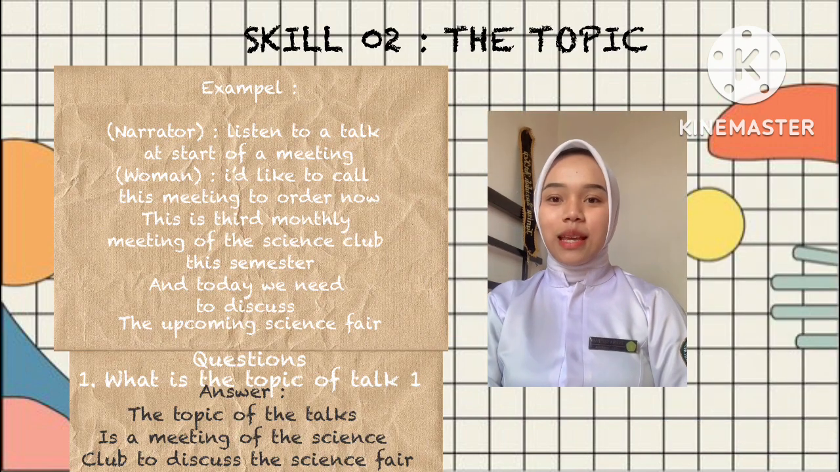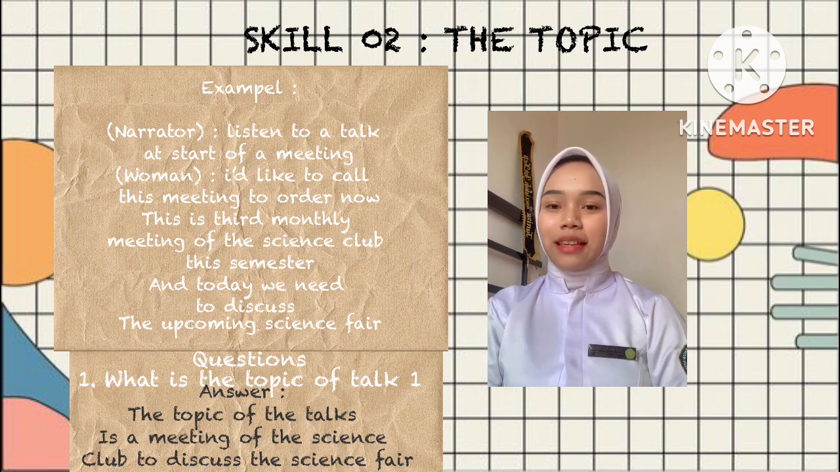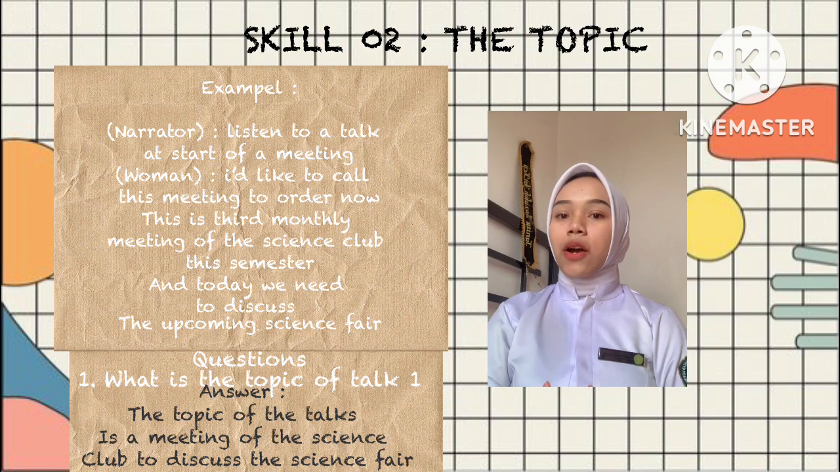Okay, next is skill 2. Skill 2 in listening comprehension Part C is the topic. Okay, skill 2 is to know the topic, and usually the topic of the monologue is in the first sentence of the small talk, speech, or lecture.